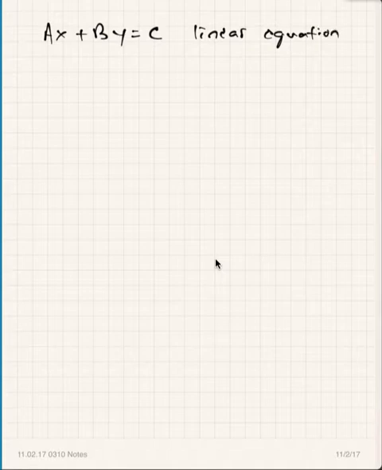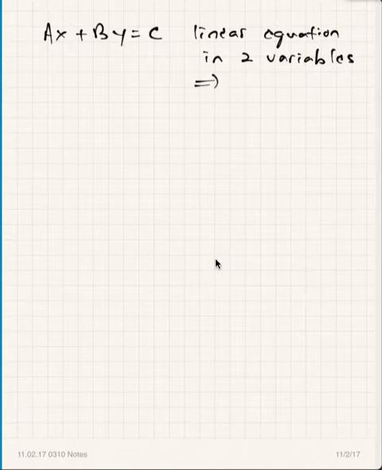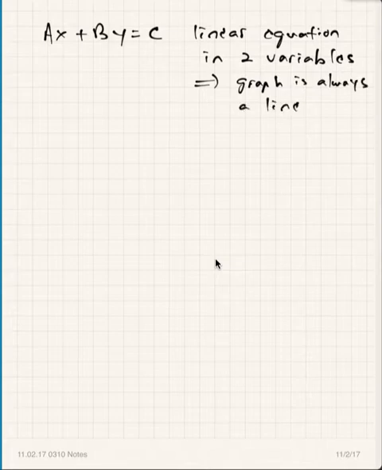The x is raised to the first power, the y is raised to the first power. And because it's a linear equation in two variables, the graph is always going to be a line. That's why they're called linear equations. All linear equations have graphs that are lines. And that's what we want to talk about a little bit here at the beginning, is simply looking at some equations in two variables and creating some solution sets for these and actually sketching their graphs.